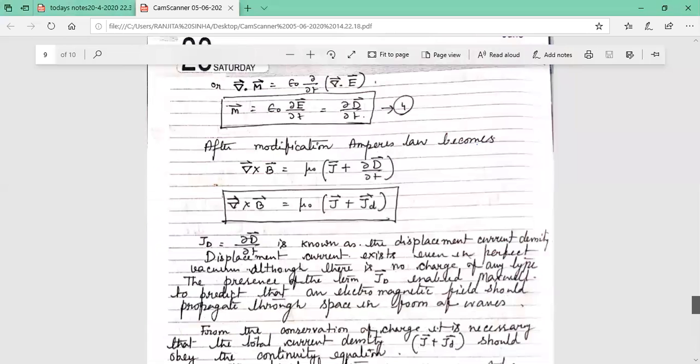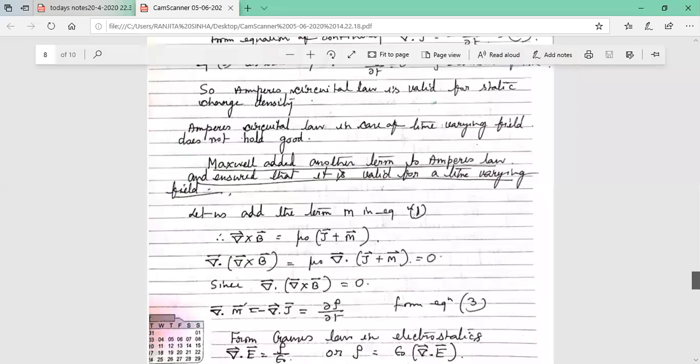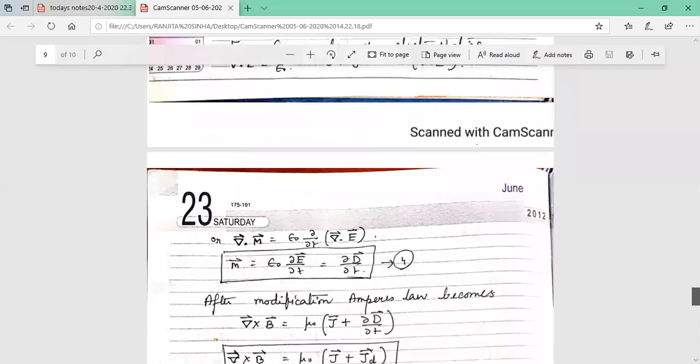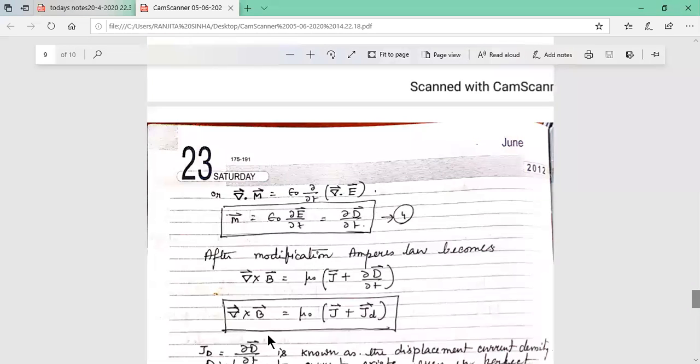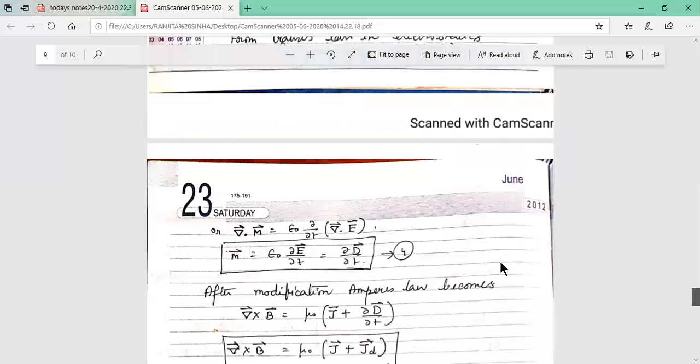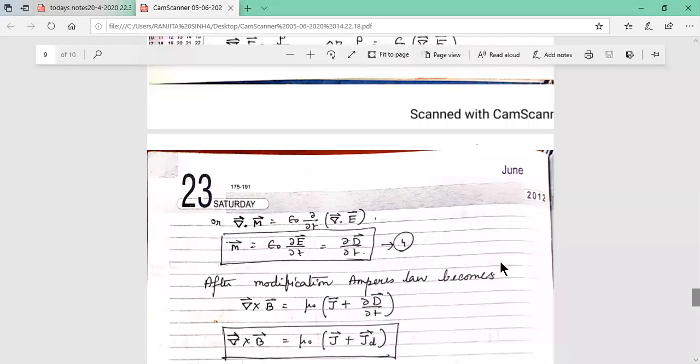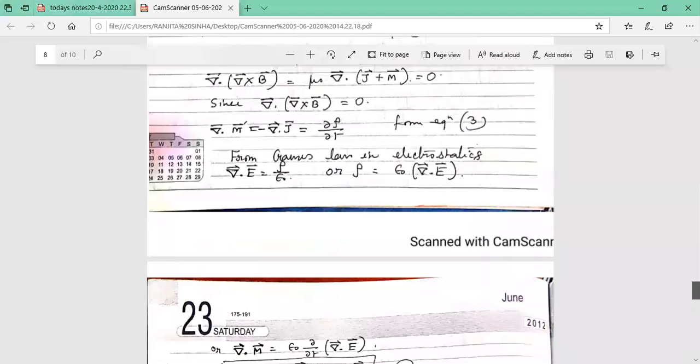Maxwell added another term to Ampere's law to account for a time varying electric field. This is the proof. Ultimately what you get is curl of B equal to mu 0 J plus del D by del t. This is the Maxwell fourth equation, in terms of the modified Ampere's circuital law. Actually, we will prove it the next day.